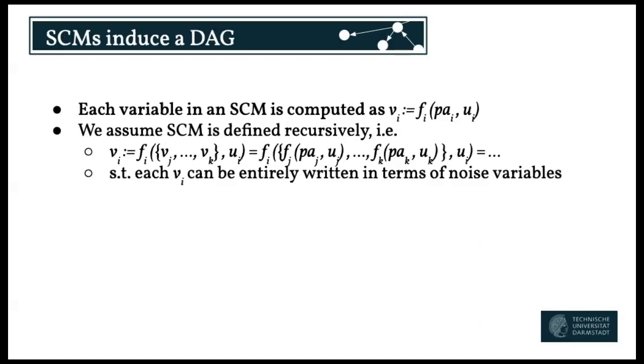So as I said, each endogenous variable in your SCM is computed by using such a function, where PA is the parent set of your variable of interest, denoted by i in this case, and some additional noise. And in this lecture, we assume that an SCM is defined recursively, which simply means that we don't have any cycles in our SCM. So we don't allow for feedback loops. What does this mean for our definition?